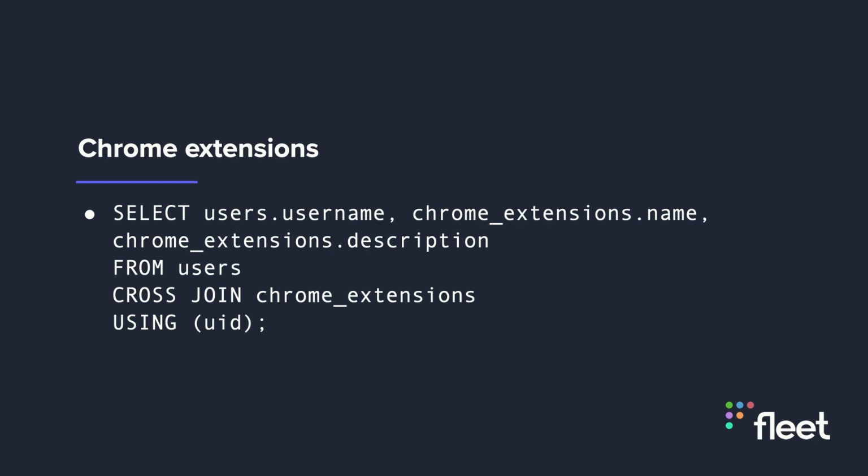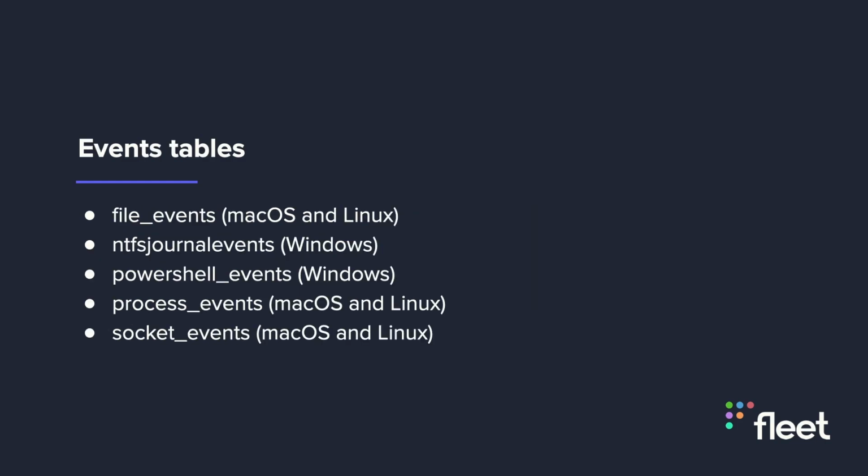Other things that we have: a Chrome extensions table, so this is pretty handy. Here's a good example of cross-joining the Chrome extensions table and the users table to figure out what Chrome extensions are installed on a particular machine and who's using them. So yeah, there's a lot of great things. And I'm basically just skirting the tables that are out there.